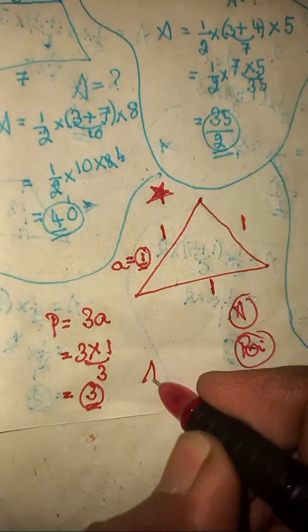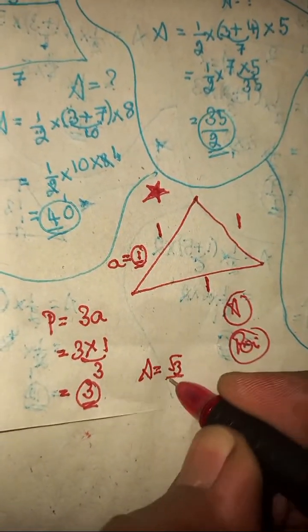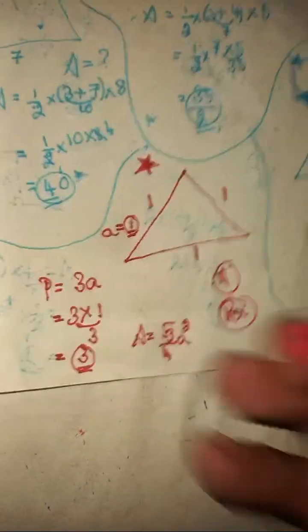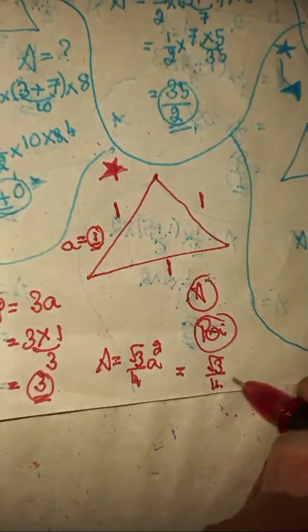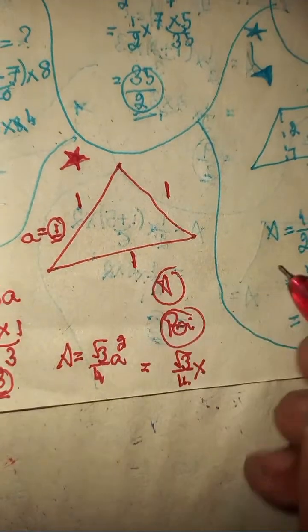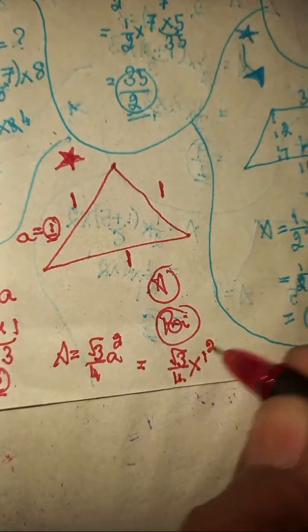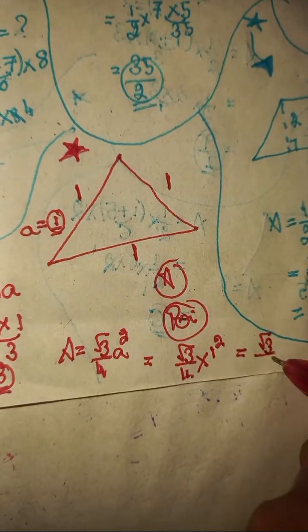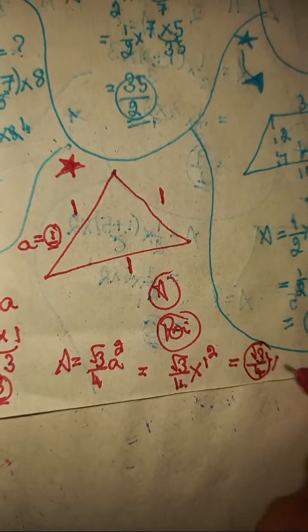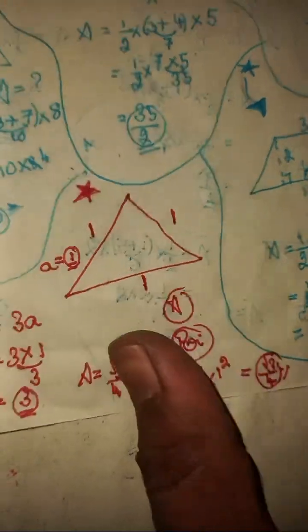Area is root 3 by 4 a square. That means you're going to get root 3 by 4 times 1 square. 1 square means 1 times 1. That remains as root 3 by 4 square units.